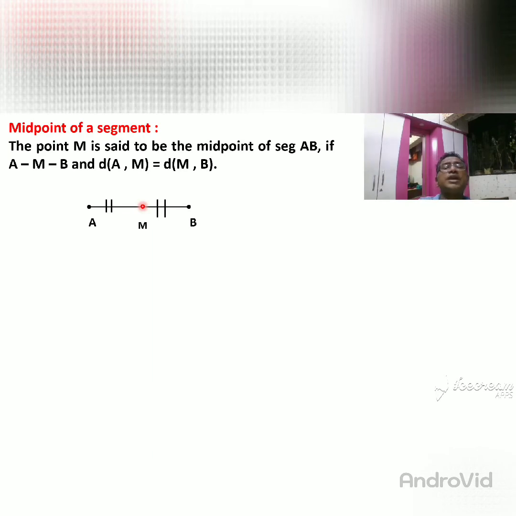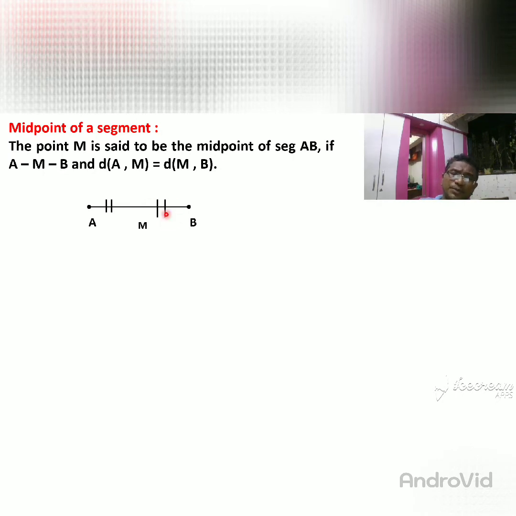So if you check the distance from, say, point A to M and point B to M, then they are equal. That means that M is the midpoint of A and B. They are shown by the identical mark. See, AM is shown by two lines, and BM is also shown by two lines.